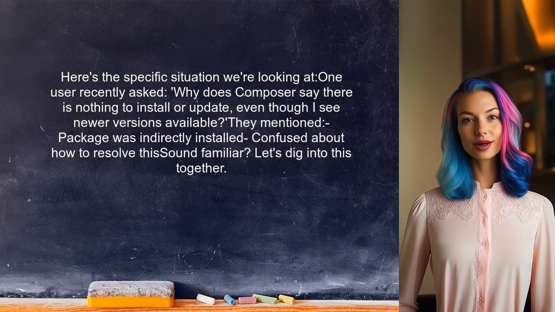Here's the specific situation we're looking at. One user recently asked, "Why does Composer say there is nothing to install or update, even though I see newer versions available?" They mentioned that the package in question was indirectly installed, and they are confused about how to resolve this. Sound familiar? Let's dig into this together.